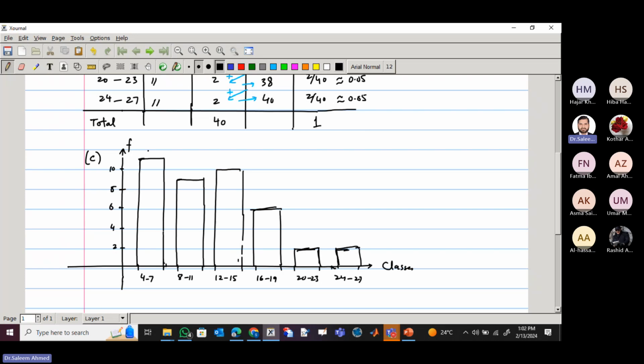If you want, you can write at the top. This is 11, this is 9, this is 10, this is 6, this is 6, 2, 2. Right? So this is your frequency histogram.